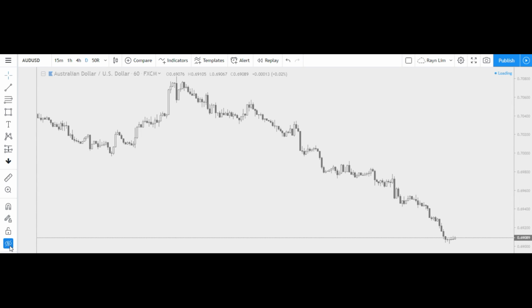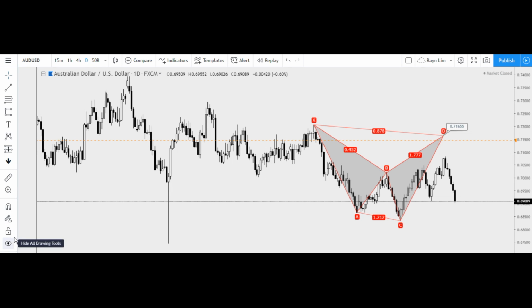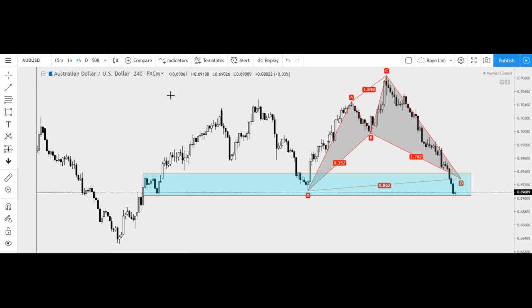To the daily chart, I'll share with you my analysis. My analysis still remains the same. Bearish shark pattern 0.7165 for its selling opportunity still stands. To the 4-hour chart, there is a bullish shark pattern.